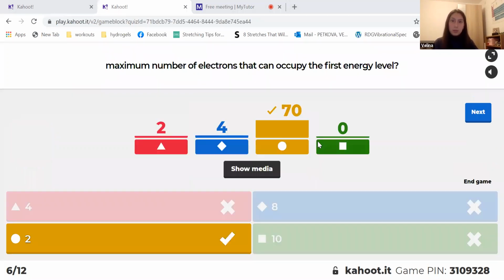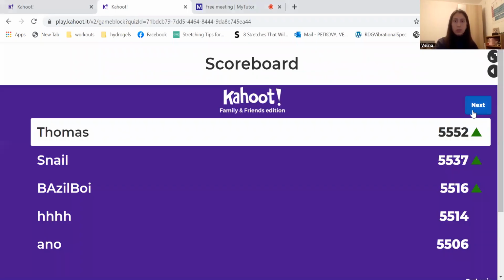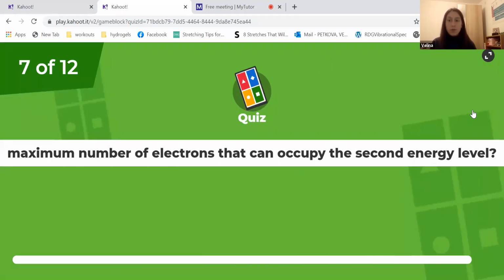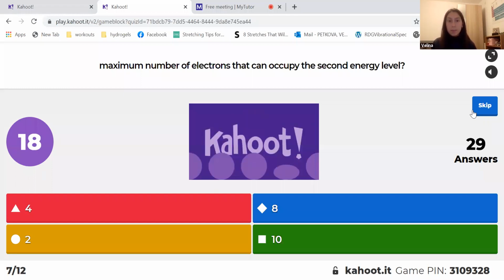Okay. So brilliant, everyone who put 2, amazing. Well done for no one putting 10, because didn't fall for any tricks. Ooh, and another swap, well done to Thomas. So what about the second energy level or shell? How many can that hold up to? Yeah, brilliant. Whoever's putting it in the chat, great.